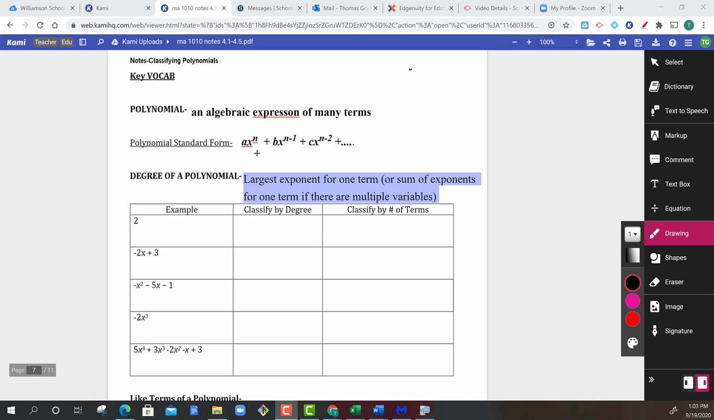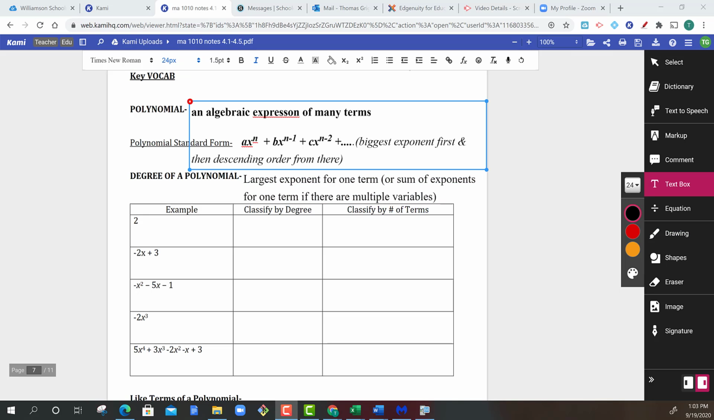Standard form, the biggest exponent is always written first, and then descending order from there. So if you start with an x to the fifth, the next term should have an exponent smaller than x to the fifth.